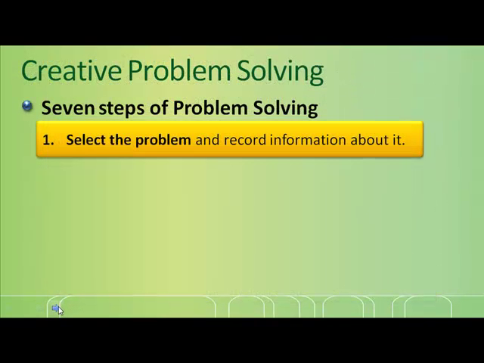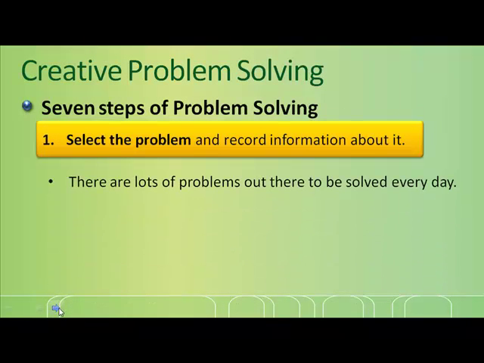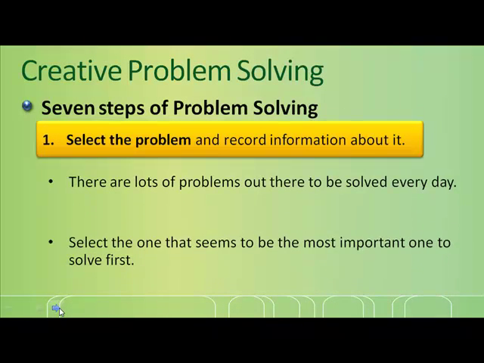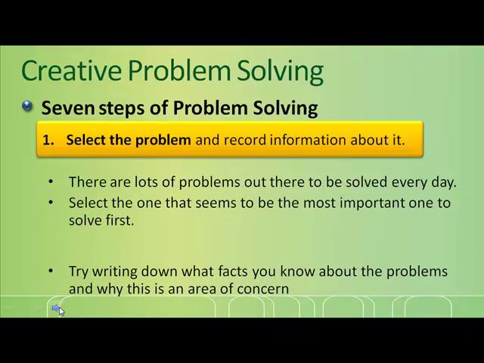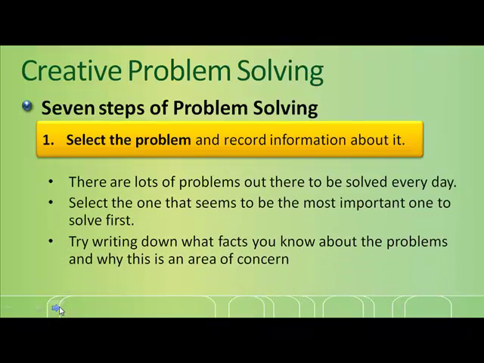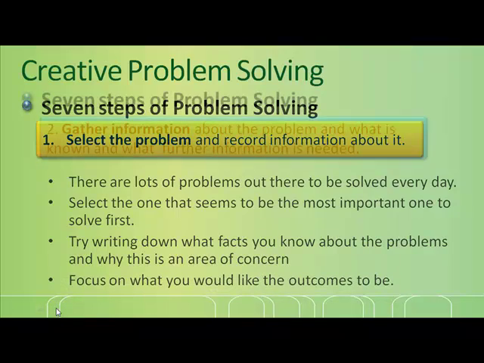We're going to talk about all the steps. We'll start with step 1, which is select the problem. There are lots of problems out there to be solved every day. Select the one that seems to be the most important to solve first and write down the facts about the problem and its area of concern. What outcomes do you want?